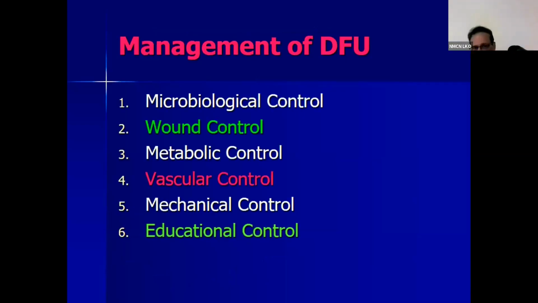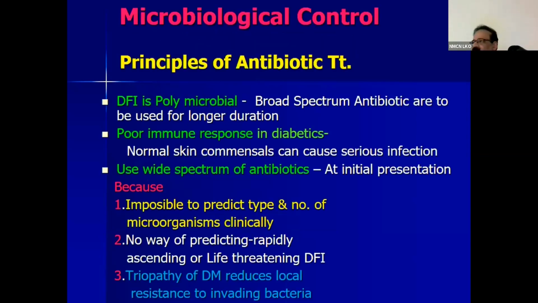Management of diabetic foot ulcer can be discussed under the following headings: microbiological control, wound control, metabolic, vascular, mechanical, and educational control. First of all, microbiological control, for which I have already told you the principles of antibiotics to be followed. The diabetic infection is usually polymicrobial, so you need to give broad spectrum antibiotics for a prolonged duration. Because of poor immune response in the diabetic patient, the normal commensals may cause serious infection. Mind it, Pseudomonas infection has a poor prognosis as far as diabetic foot ulcers are concerned. This is also a commensal. Because of the low body resistance, the commensals can cause serious infection.